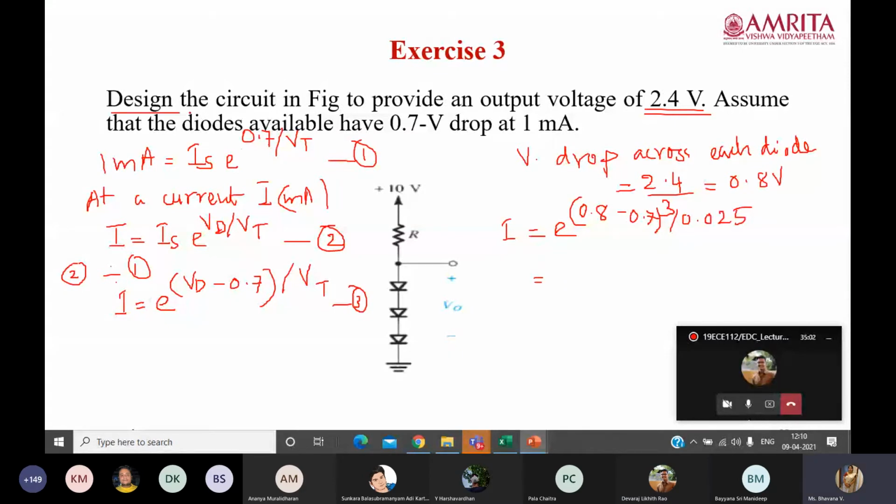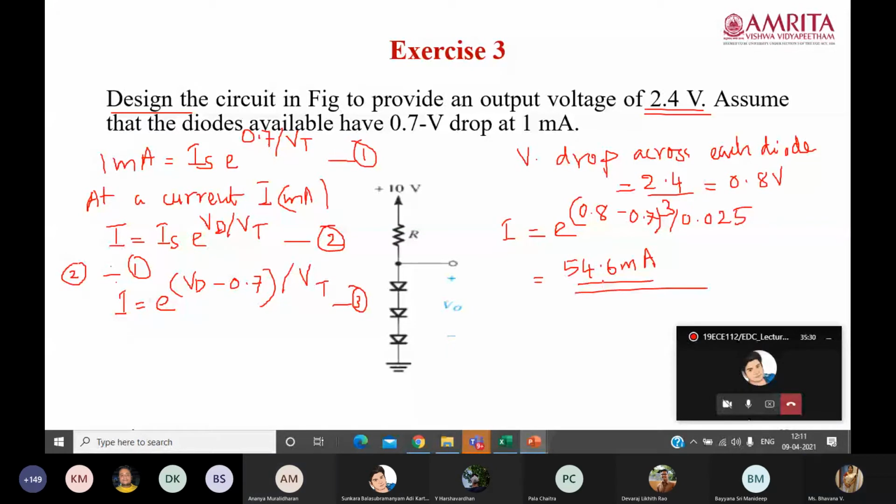So design is the question. Design in the sense, you need to find the current flowing through this. If you know that current, you can determine the R value, which is unknown. In order to find R, you need the current. 54.59, approximately 54.6 milliamps.